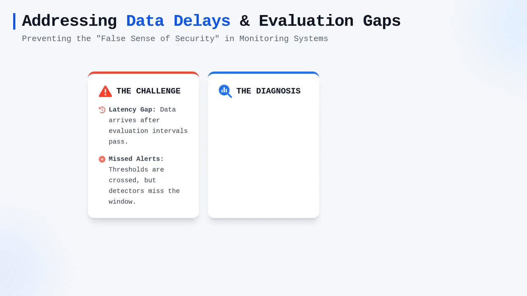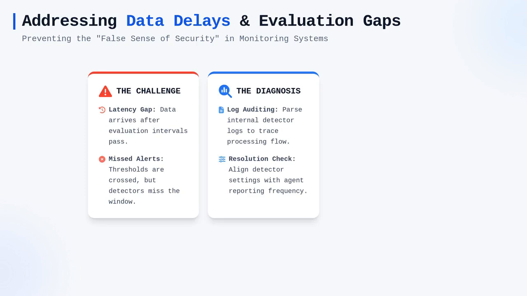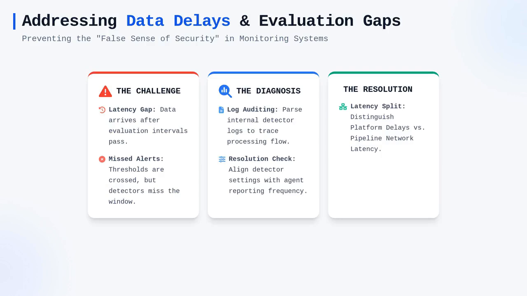Parsing internal detector evaluation logs allows you to trace the specific processing flow and identify if your data resolution settings match the reporting frequency of your agents. It is important to distinguish between genuine platform processing delays and inherent network latency caused by your observability pipeline construction. By auditing these logs, you can determine if the detector is receiving incomplete datasets, which often manifest as intermittent missing values during periods of high system load or network congestion.